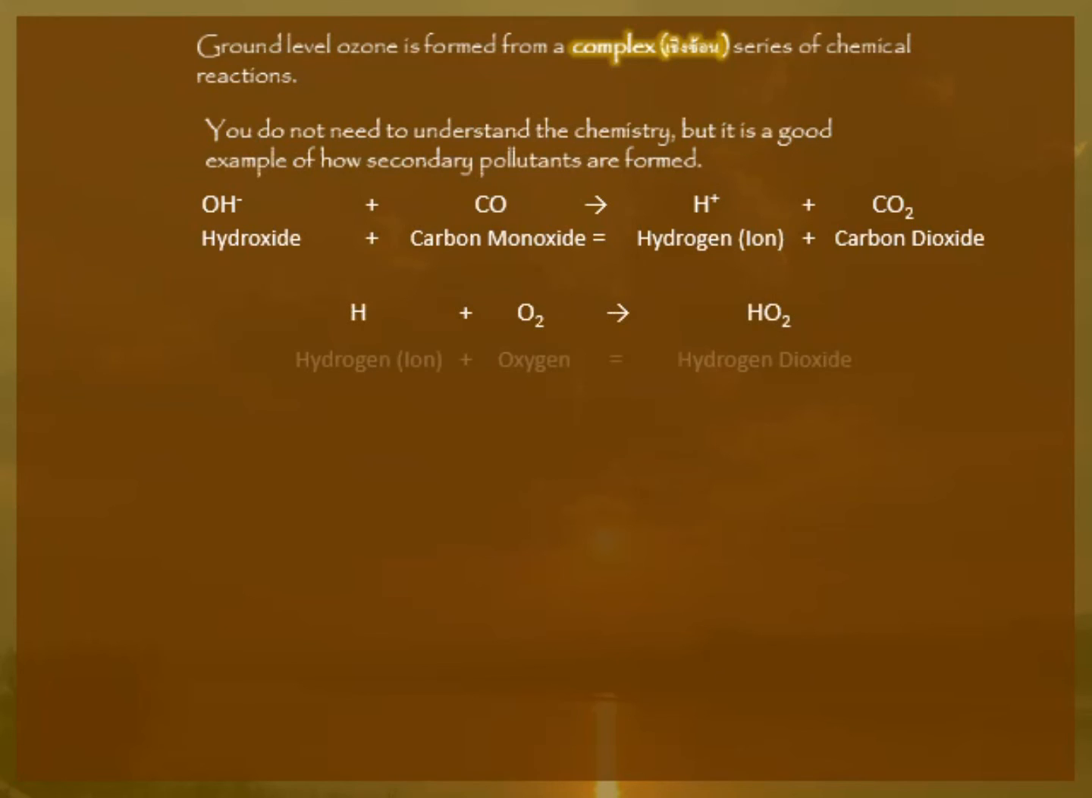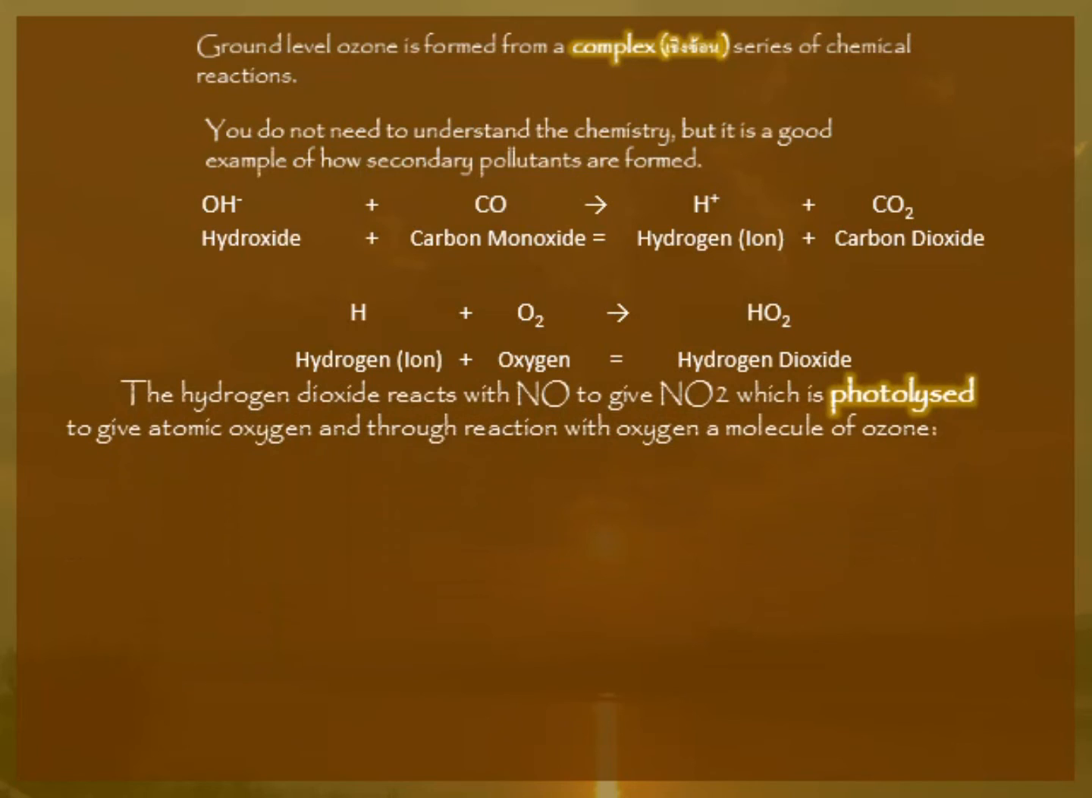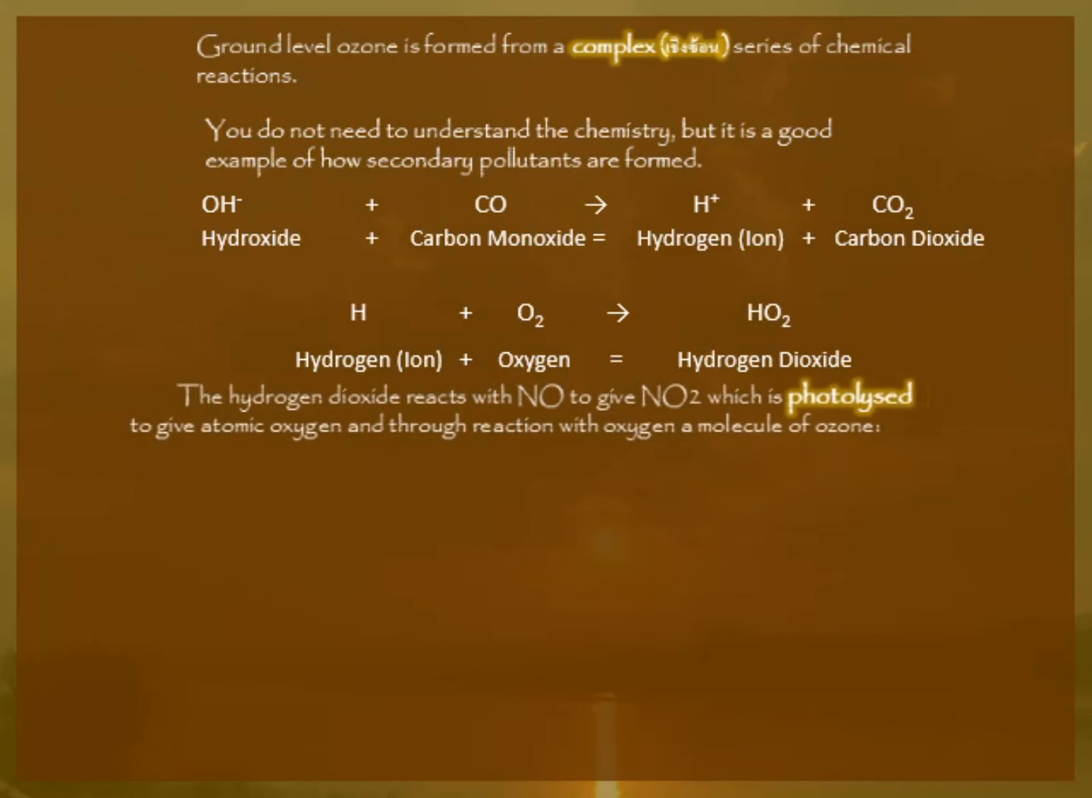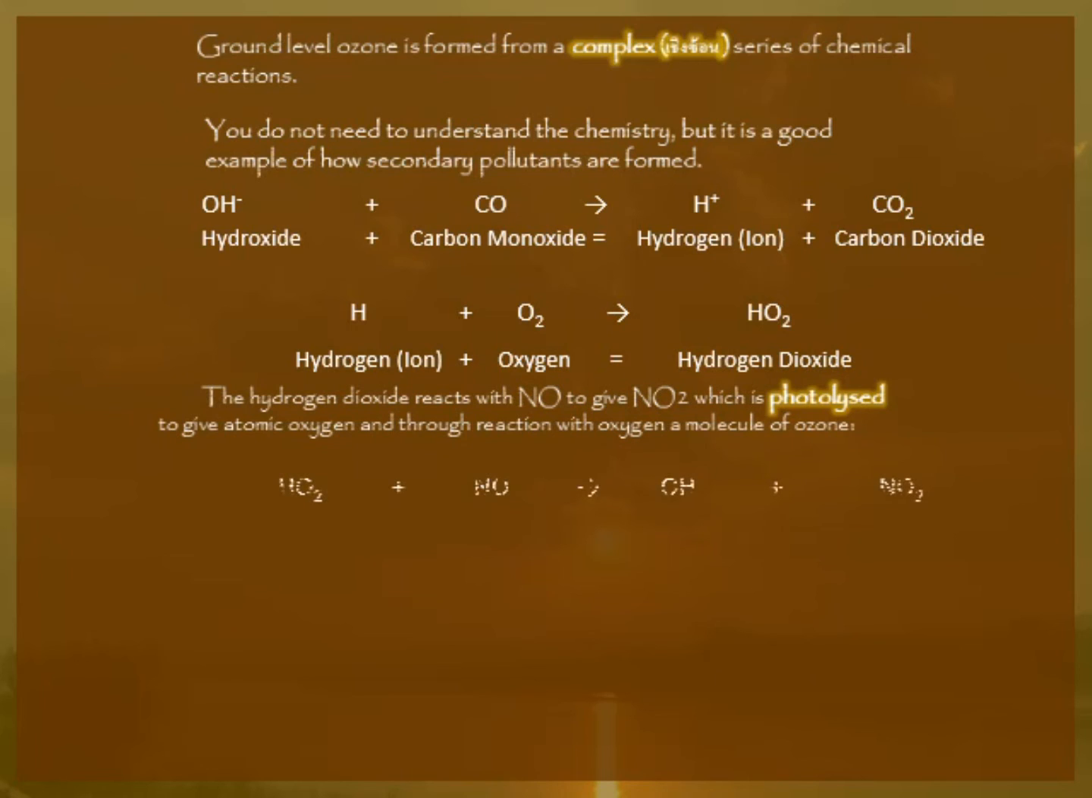This means we now have a lot of hydrogen ions in the area, and one of those could react with a molecule of oxygen to produce hydrogen dioxide. Now this hydrogen dioxide, we will see in the next few steps, will react with nitrogen oxide to give nitrogen dioxide. After that, the nitrogen dioxide will be photolyzed to give atomic oxygen, that's one oxygen atom, and through a reaction with molecular oxygen, we will create a molecule of ozone.